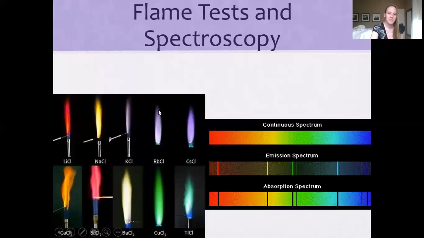So this is what a flame test would look like. Again, you're just burning that ionic solution to see all of the different colors. With spectroscopy, you then essentially pass that flame or the light from that flame through a prism, and this is what you would actually see, a little bit of the different colors that are actually present within that colored flame. And that means that anything that you're not seeing was therefore absorbed.